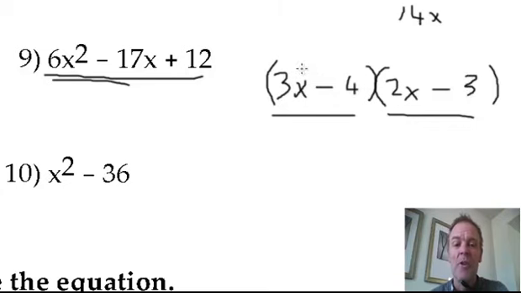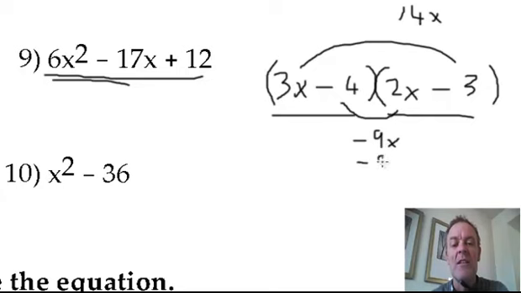So if I swap them round and put the 4 there and the 3 there, I'm going to check by doing the FOIL. The outer is negative 9x. It's looking good. The inner is negative 8x, and that is the negative 17x I was looking for, so that must be the answer.